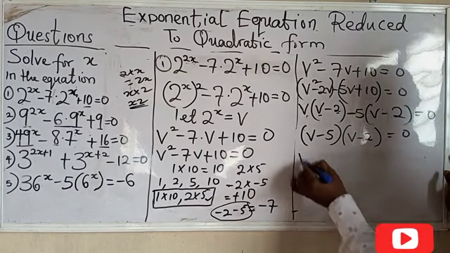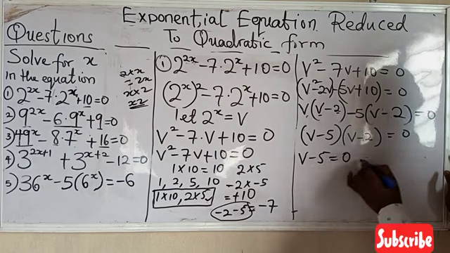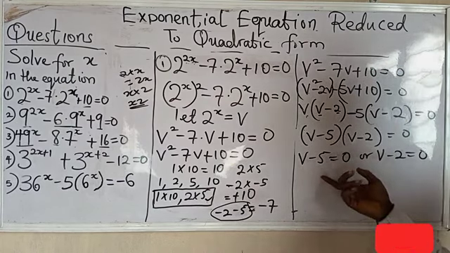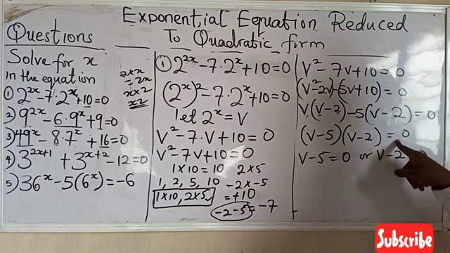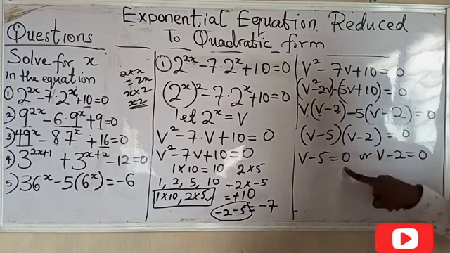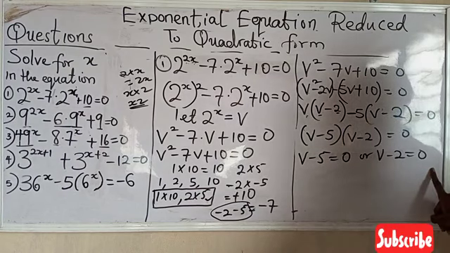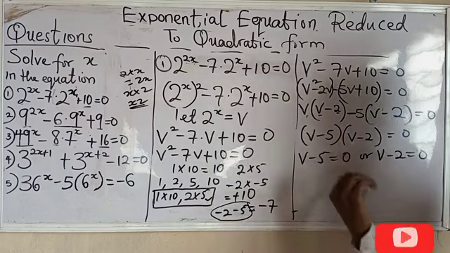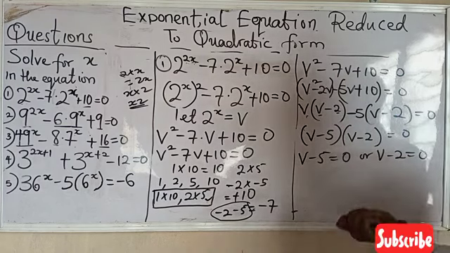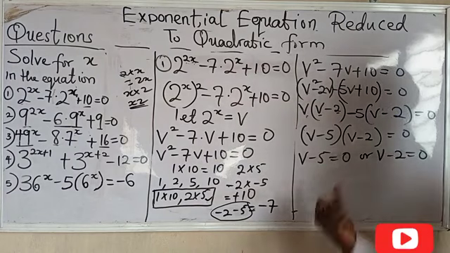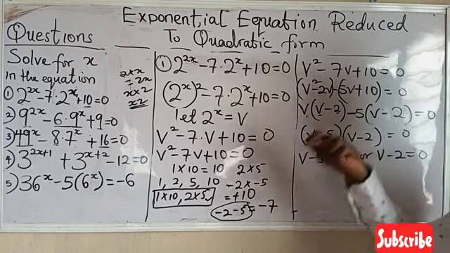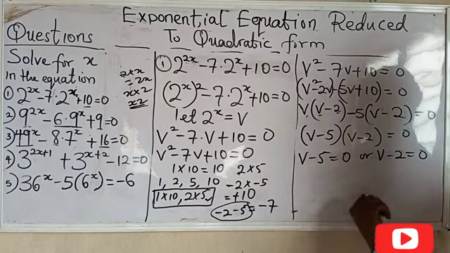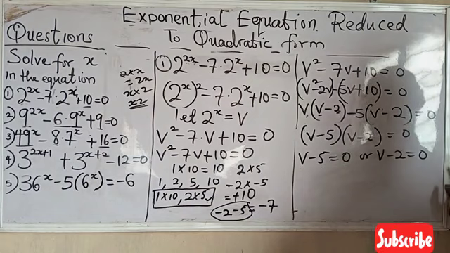So it means that v minus 5 equals 0, or v minus 2 is equal to 0. Now we can know where the origin came from. So if a times b equals 0, it means that a is either equal to 0 or b is equal to 0. That is, if a is equal to 0, automatically 0 times b equals 0. If b is equal to 0, it means it's going to be a times 0 equals 0. If a is equal to 0, it means that 0 times b equals 0. So that is why you find something like this.